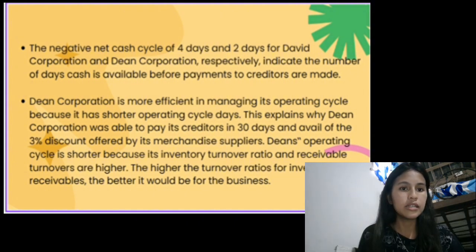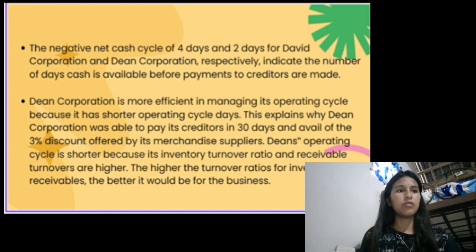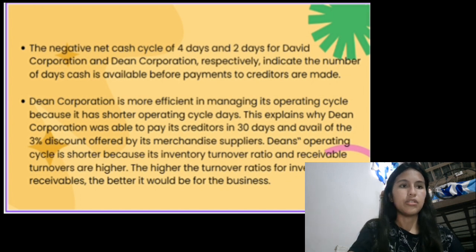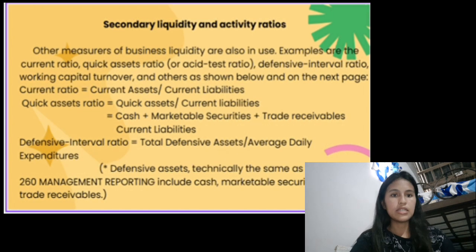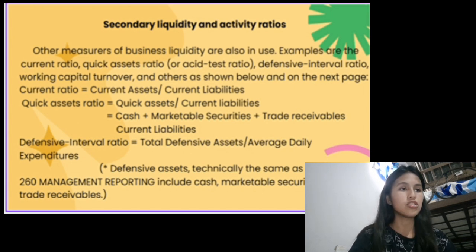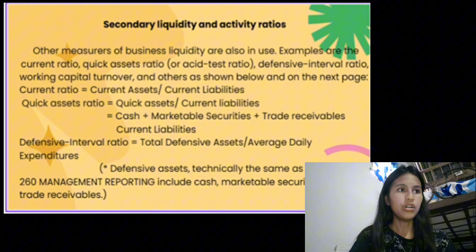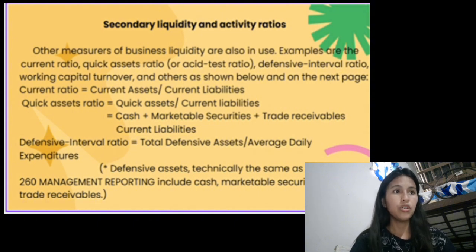So, next is the secondary liquidity and activity ratio. So, dito naman is yung other measures of business liquidity are also in use. Examples are the current ratio, quick asset ratio or acid test ratio, defensive interval ratio, working capital turnover, and others as shown below and on the next page. Ito yung mga computation nila para makuha yung mga ratio.